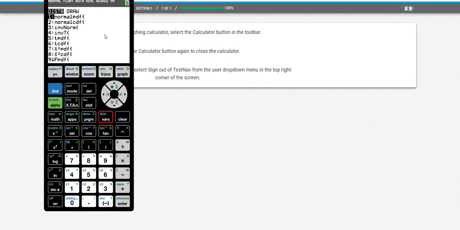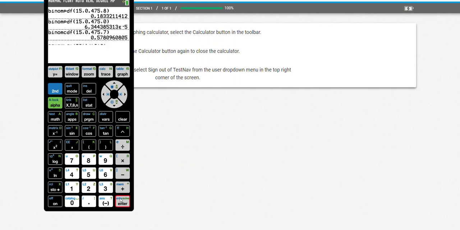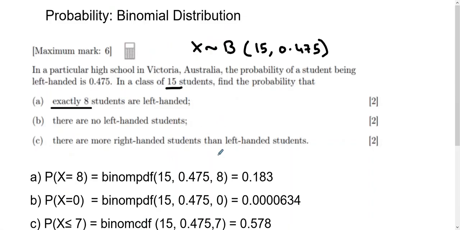I hope it was clear. Let me put this up a little bit down. So go now to binom PDF, right? Enter. Number of trials is 15. Probability of success is 0.475. The x value was 8. And calculate. Right, I've done this before, but anyways, so this is 0.183 because we are taking it only to 3 SF. So 0.183. As you can see, the answer is 0.183.